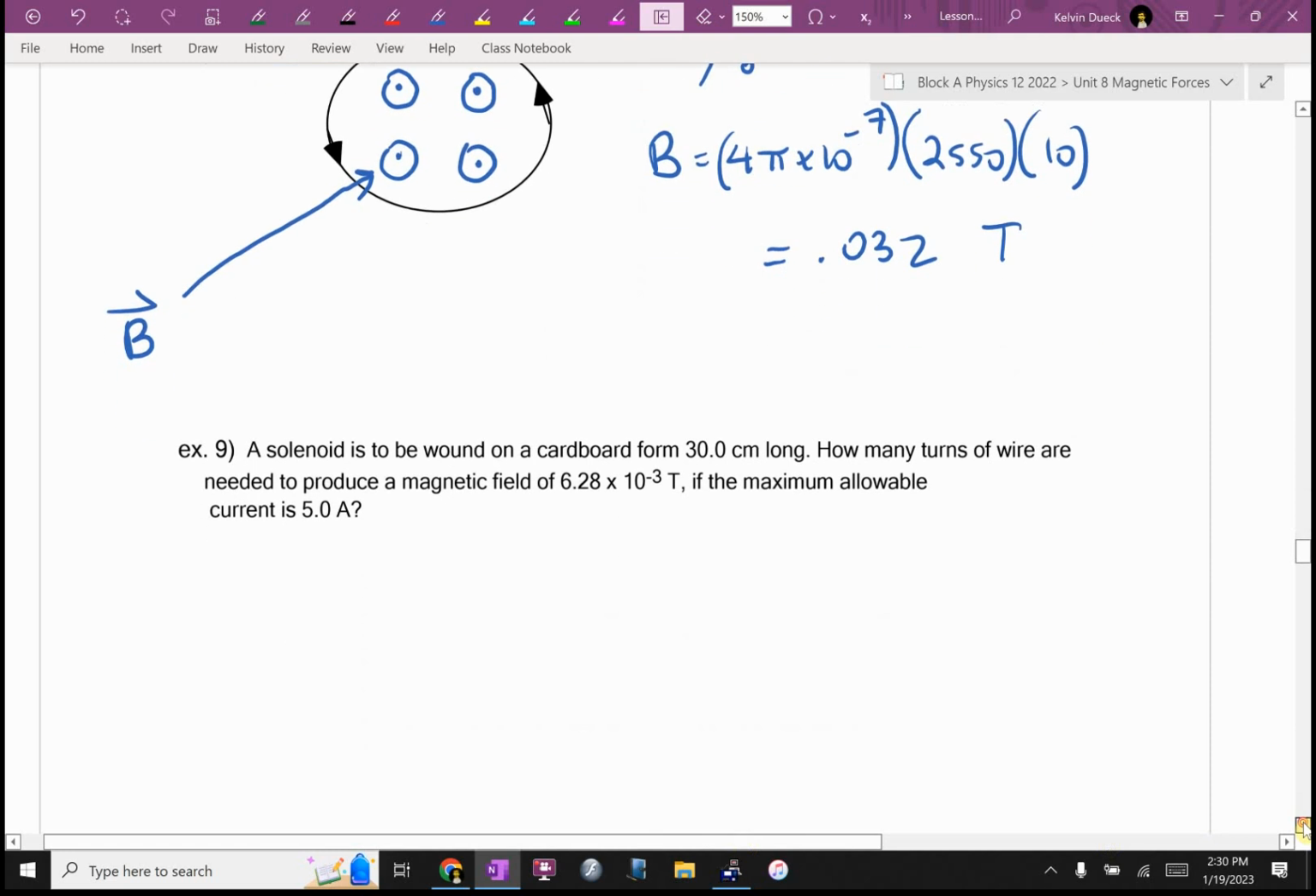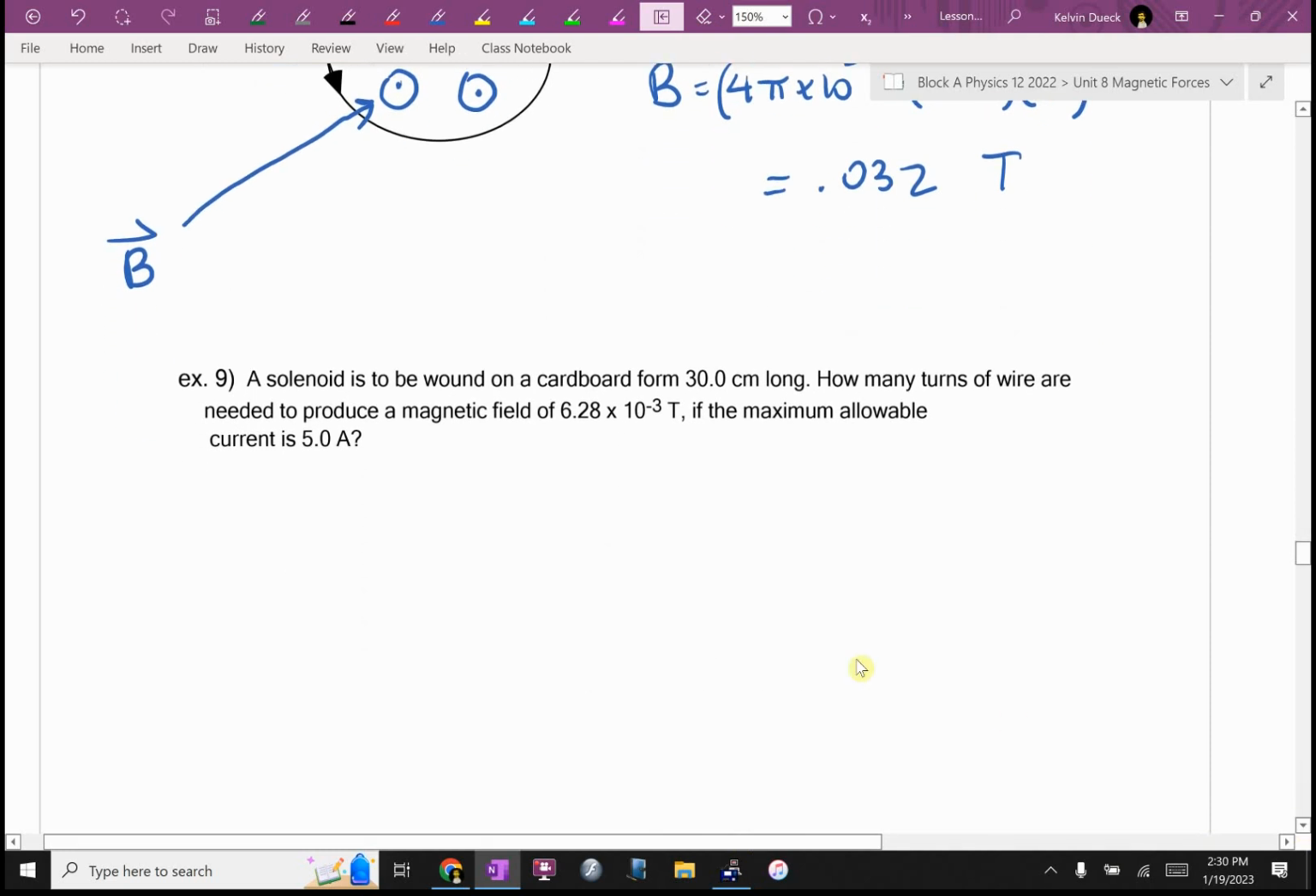All right. Suppose you're a manufacturing company. You manufacture solenoids. And the company has said they have a 30-centimeter opening, that's as big as it can be, and they need a magnetic field of 6.28 times 10 to the negative 3 Teslas. And all we can put through here is 5 amps. We've designed our circuit. We can spare 5 amps for the magnetic field. How many wraps of wire do you need to put around your solenoid?